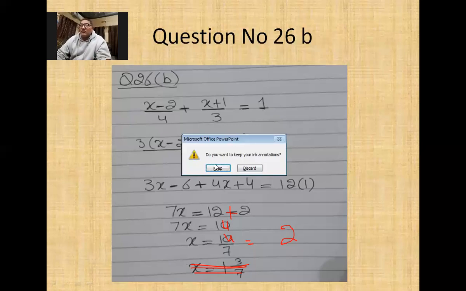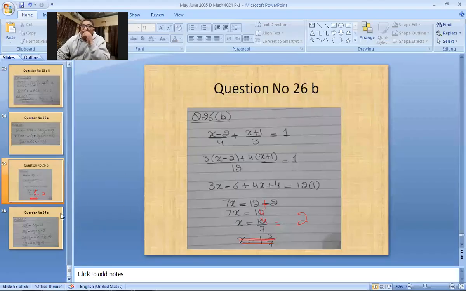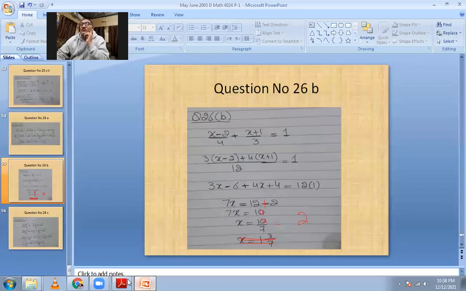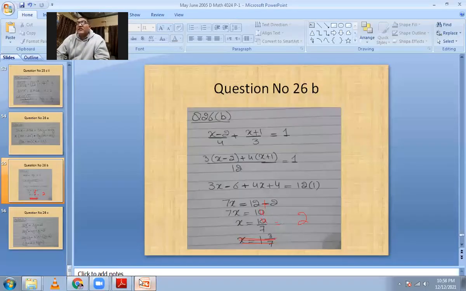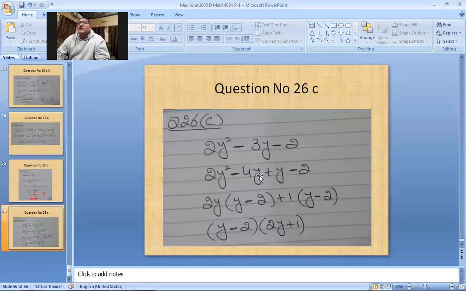And that's good. Okay, keep this record. And the next question is coming up on your screen. And it says, factorize 2y square minus 3y minus 2. So, okay, let's see how I factorize it. The next question is this one.